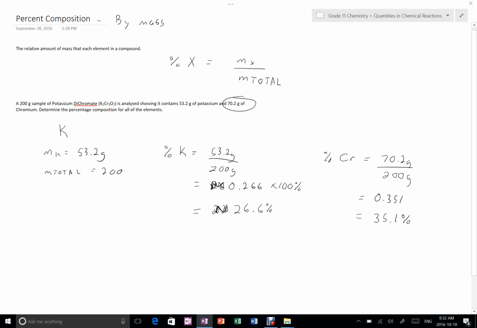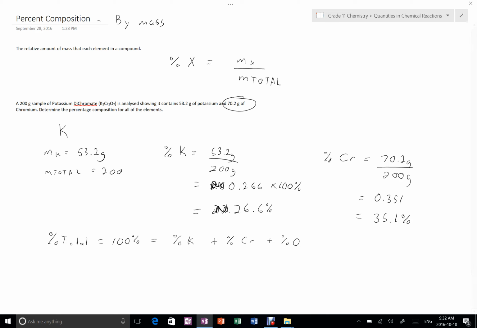But what we can remember is that the total percent composition has to add up to 100. That's the whole point of a percent, right? It's how much out of 100. So when you take everything into account, it has to get up to 100%. So if this compound is made out of potassium, chromium, and oxygen, when we look at all of those different percentages, they have to total to 100.